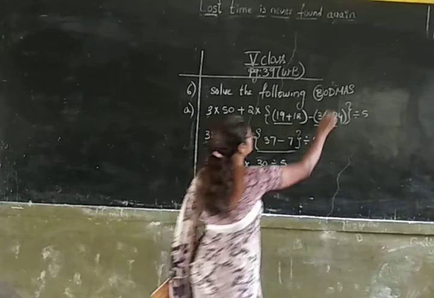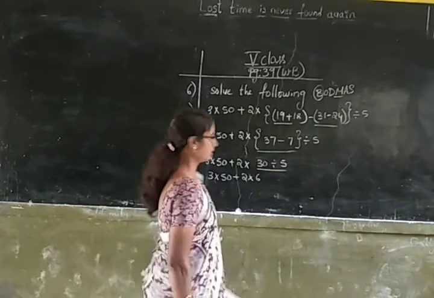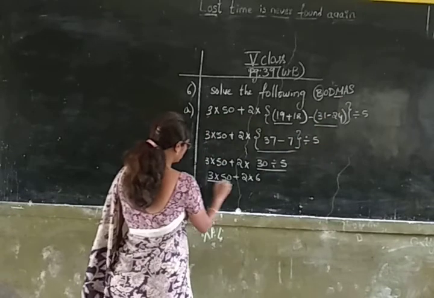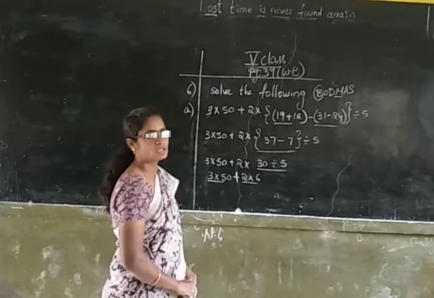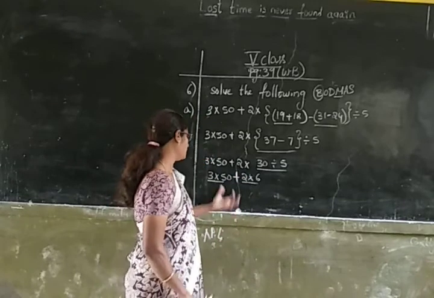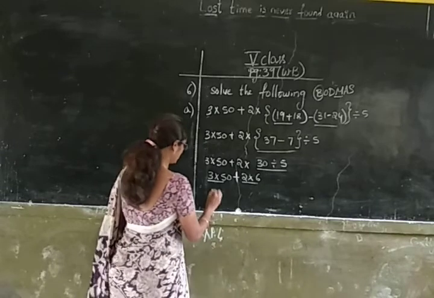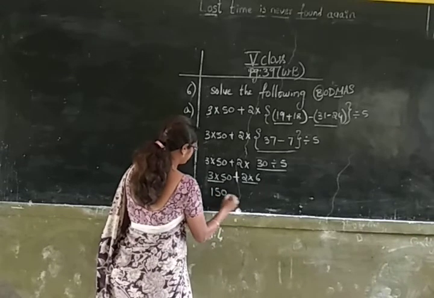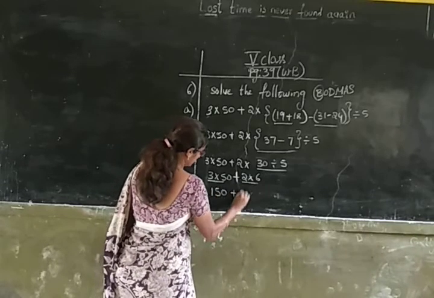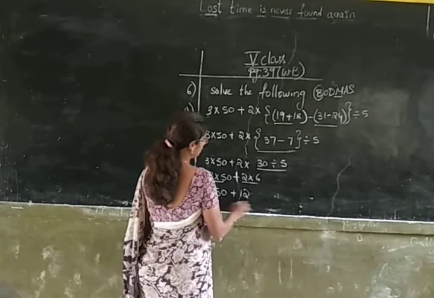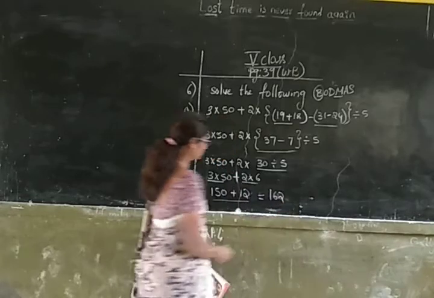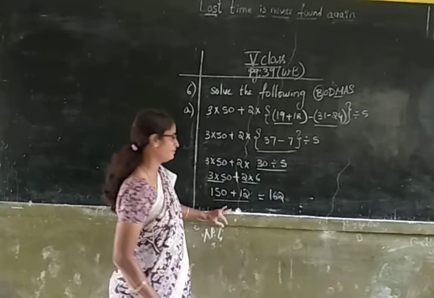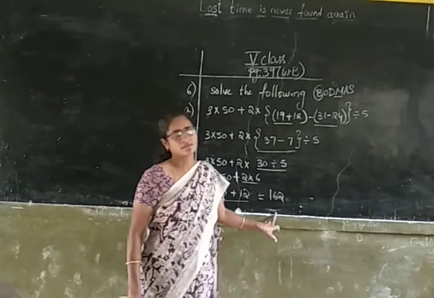So after division we have to do the multiplication. Okay children, here there are two terms with multiplication. 3 fifties are 150 plus 2 sixes are 12. So now we have to do the addition. So the answer will be 162. If we add 12 to 150, we will get the answer as 162.